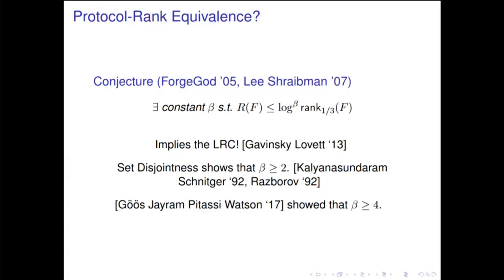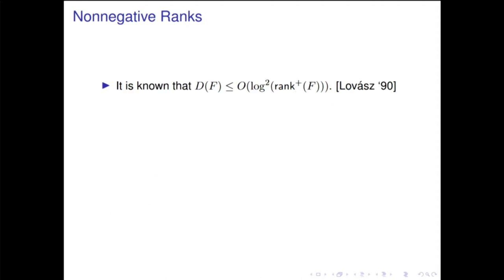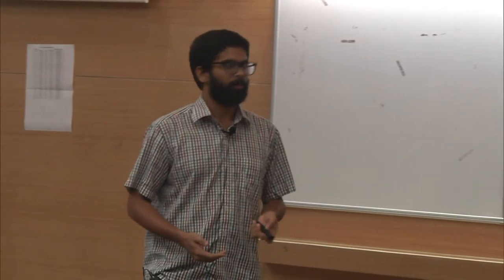And okay, so these are 2 conjectures. Let's just look a bit at non-negative rank. So as I mentioned earlier, the conjecture with non-negative rank is actually true for deterministic. This is a well-known result. And you can conjecture that the same thing would be true for approximate non-negative rank. If you want randomized, it's still a combination of non-negative rank 1 matrices.